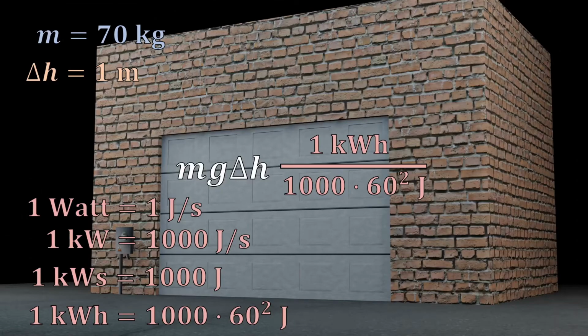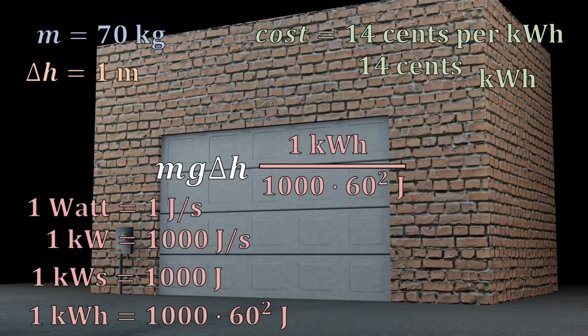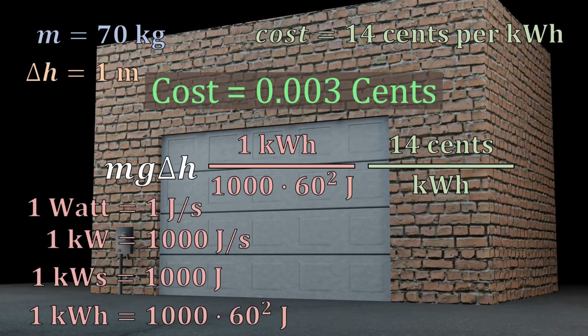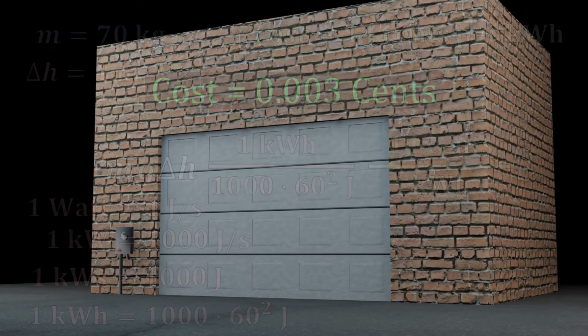Now that it's converted to kilowatt hours, we can multiply it by the cost per kilowatt hour. This varies, but the average cost in the US is approximately 14 cents per kilowatt hour, so we'll use that. Computing this, I get a value of about 0.003 cents. We must remember that this was ignoring friction and other internal mechanical forces, so our value is an underestimate, but it gets us in the ballpark for what we're looking for.